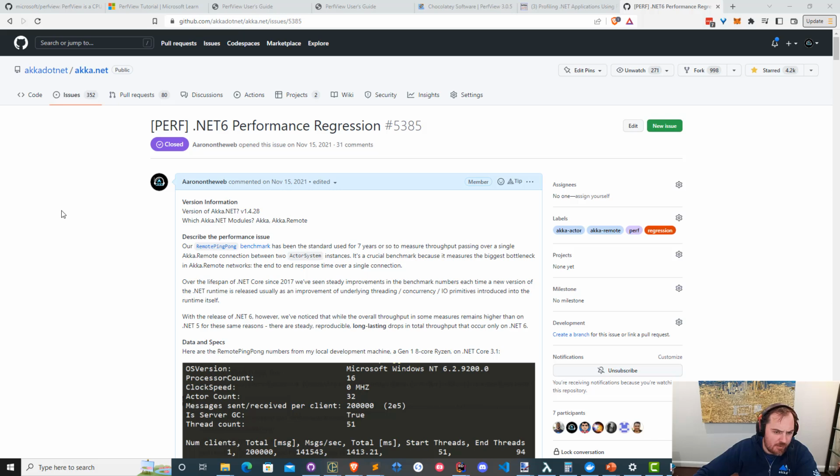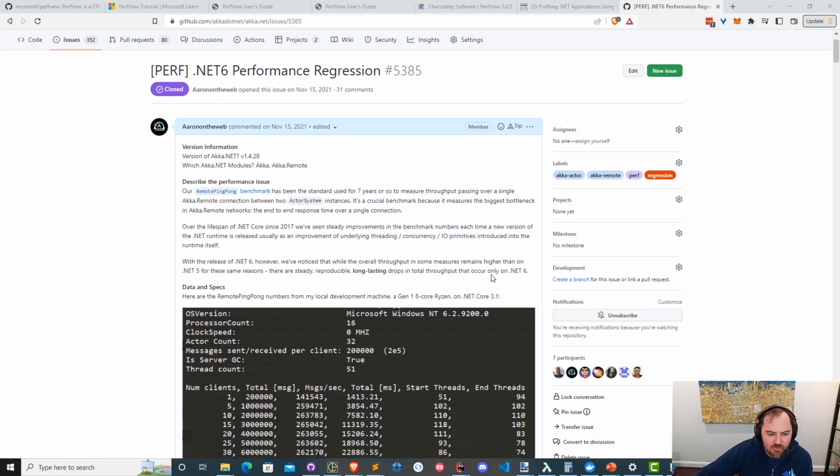So this is an issue I opened not long after .NET 6 was originally released. I think it came out maybe, I don't know, a few days before November 15th, 2021. And we have a standard benchmark that we use for measuring the performance of a single connection in Akka Remote. It's called our Remote Ping Pong benchmark. And the reason why this benchmark is so important is it's our kind of gauge as to whether or not people are going to experience a cumulative increase in performance across their Akka.NET clusters. This sort of Akka.Remote connection is kind of like the biggest performance bottleneck in our networking system. So when the speed of this system increases, it's going to make everything else faster.